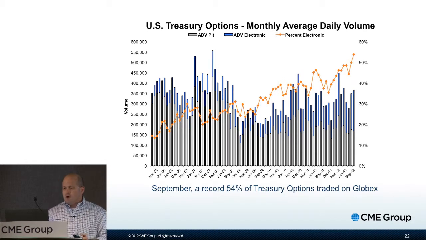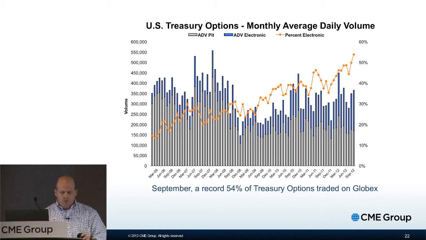But as you see on this graphic, in September, Treasury options reached over 50% of their total volume done electronically, which was huge. It was actually 56% in the 10-year options, and 54% electronic for the Treasury options as a whole, for the whole complex. Pretty significant. First time we've ever reached over 50%. Q3, we were just under 50%. So it's definitely a trend, as you can see.